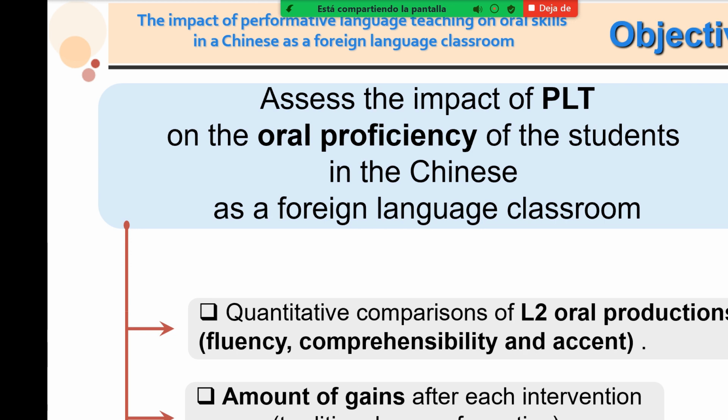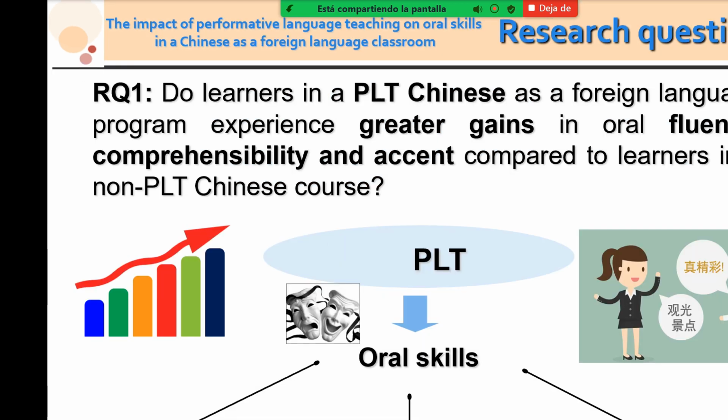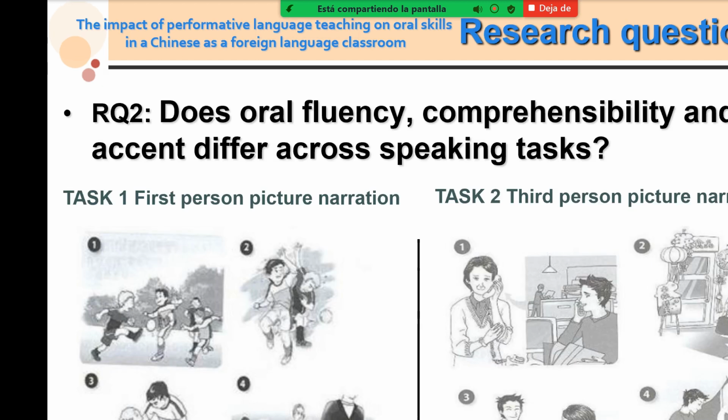And then let's go to the study now. The research we did focuses on oral proficiency. We want to measure fluency. We want to measure comprehensibility and accent of the students.